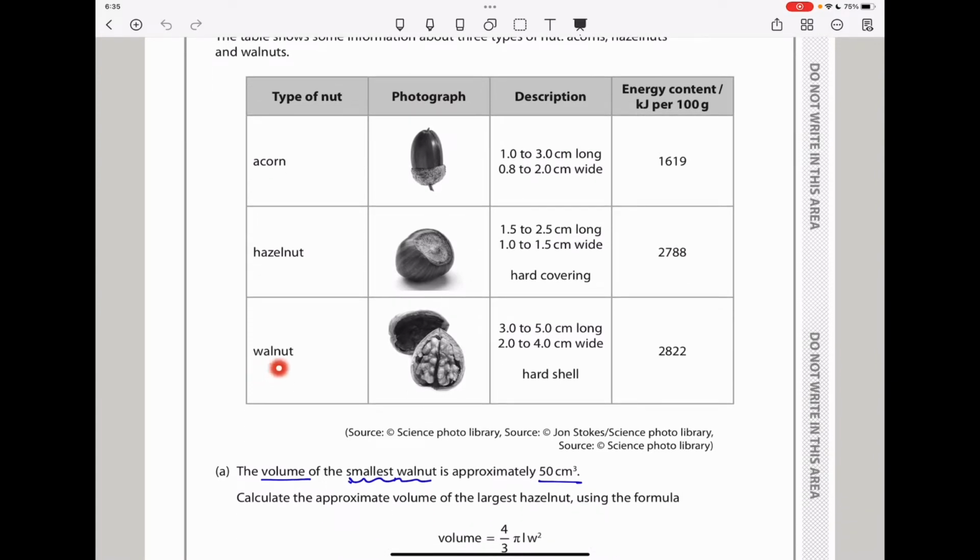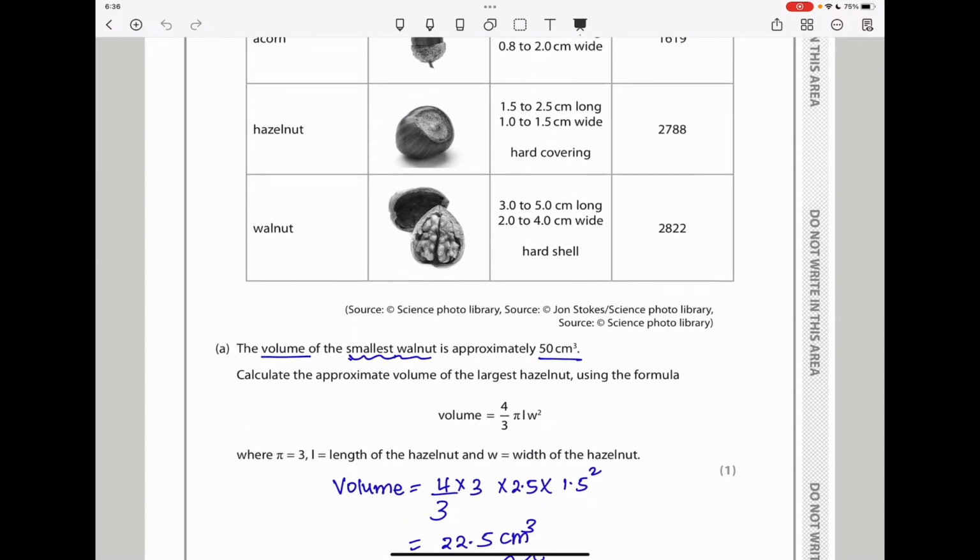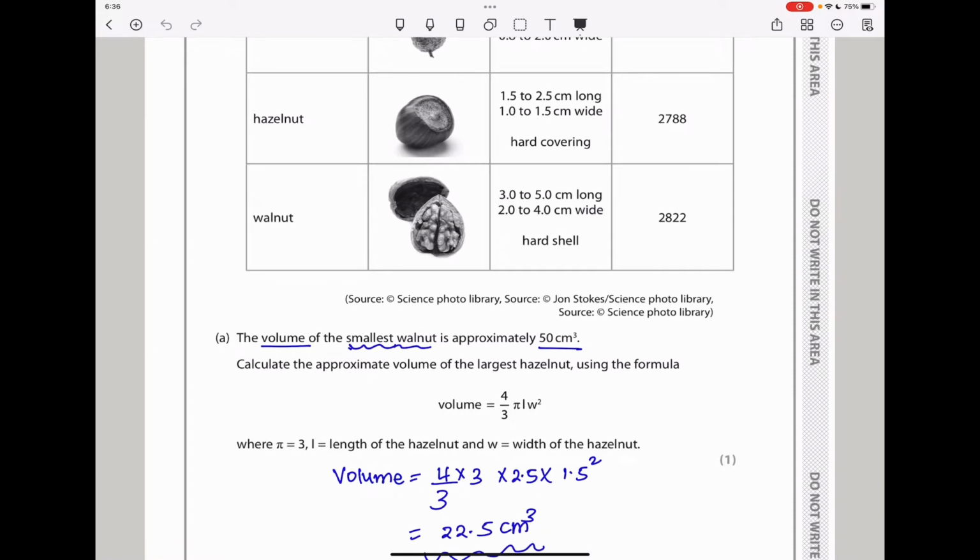Next, we go to the walnut. We can see it looks like that. They've given us the dimensions, length as well as width, and they said this is a hard shell, and this is 2822 kilojoules per 100 grams. So we go to the next part. Again, that is information that we're going to need in the next part of this question.